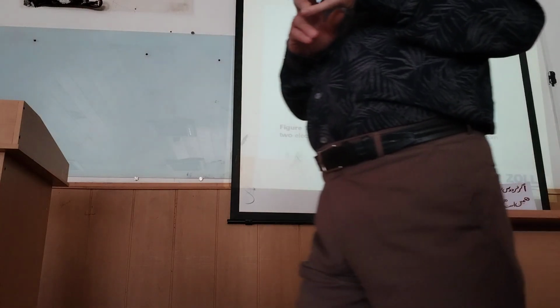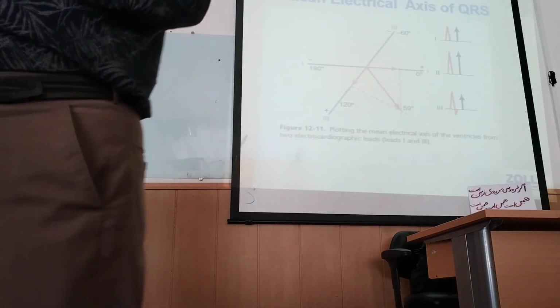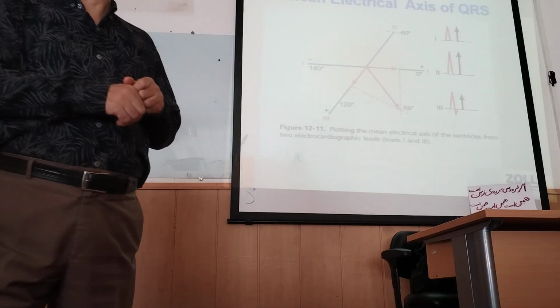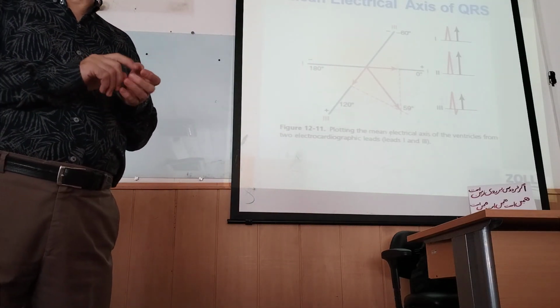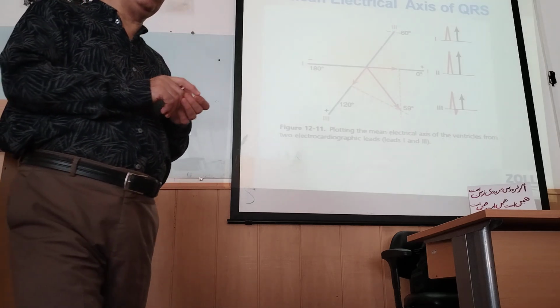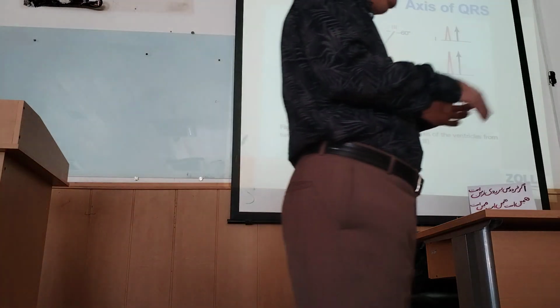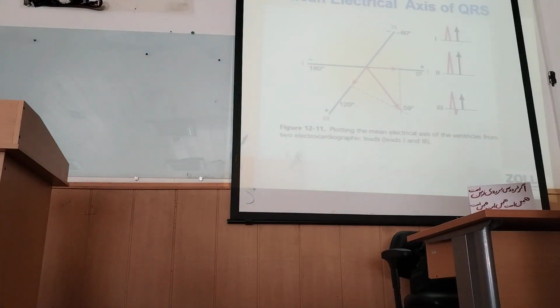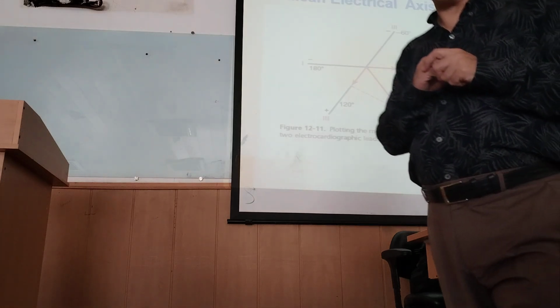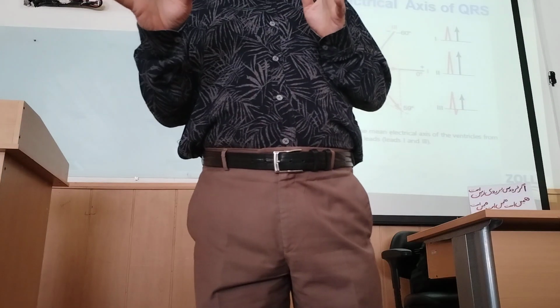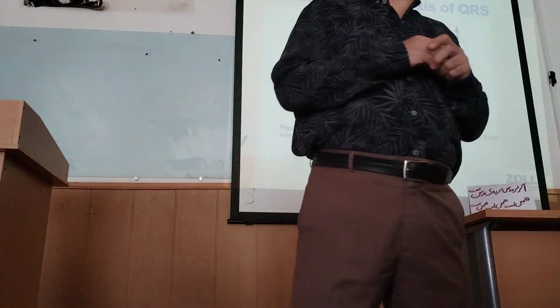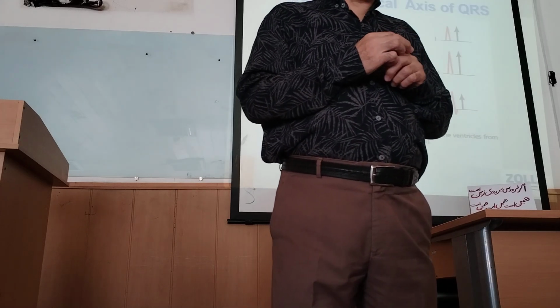Limb lead 1, 2, 3, AVR, AVL, AVF. As you can remember, we have two types of leads based on a combination of electrodes: bipolar electrodes and unipolar.